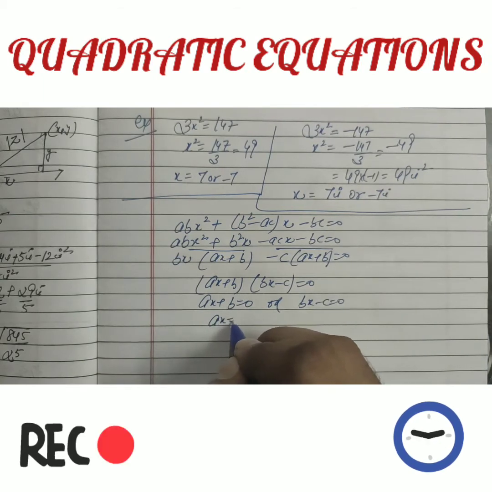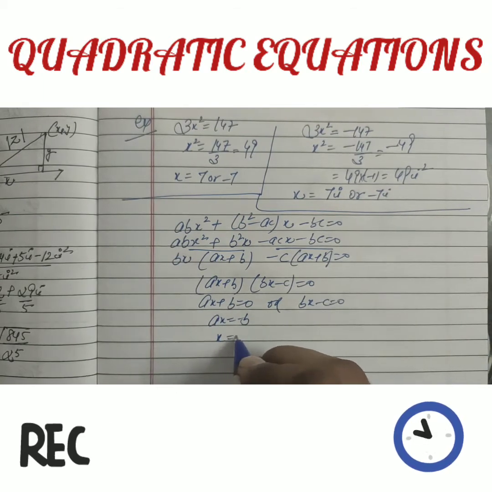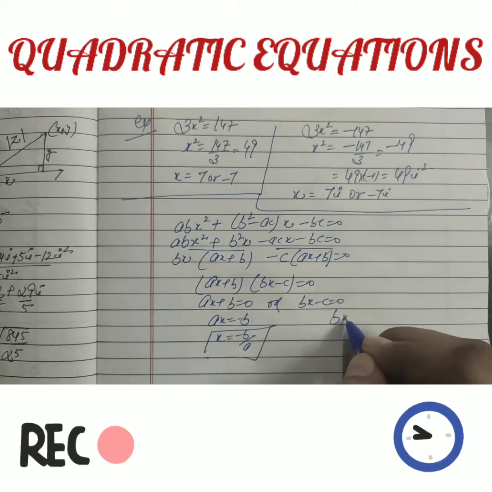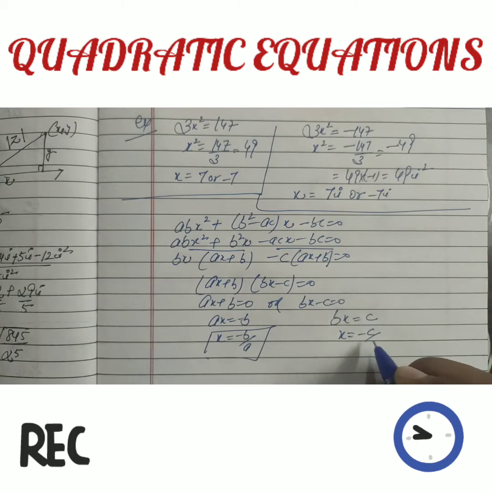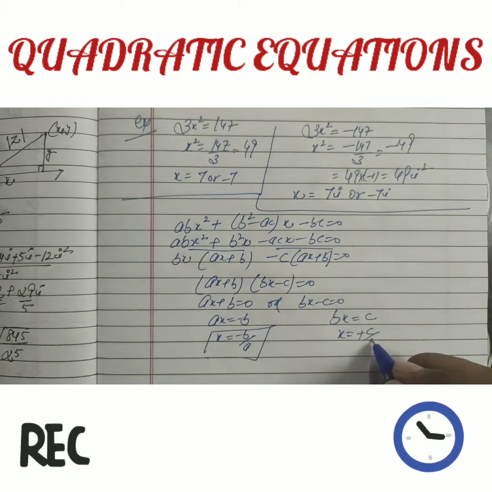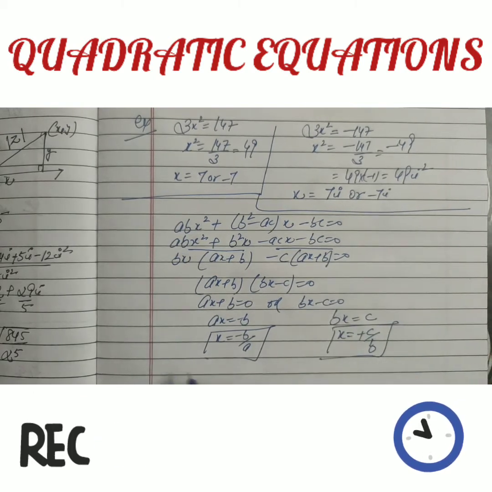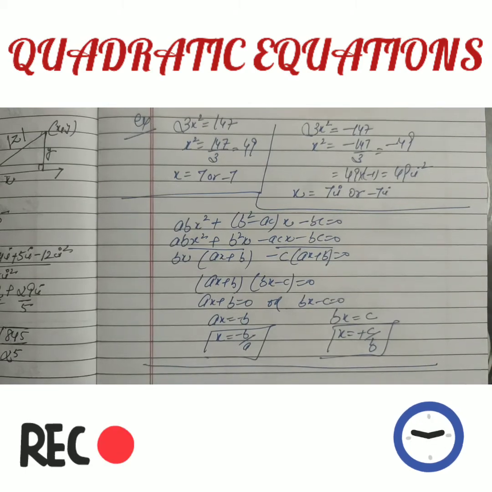So from here ax becomes minus b. The value of x comes out minus b by a, the first real number value. From the second factor bx becomes c, and the value of x becomes plus c by b. These are the real roots. We are taking another example.